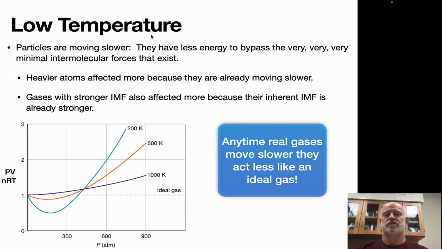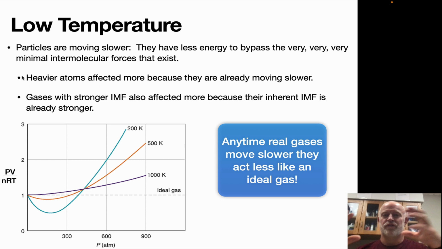Scenario 2, low temperature. At low temperatures, it's the same effect. It's just the fact that instead of putting them really close to each other, we make them move really, really slow. Okay? As you cool things down, they have less kinetic energy and they're moving slow, which means, once again, their IMF is going to pull things in tighter, right? It's going to attract them more, okay?